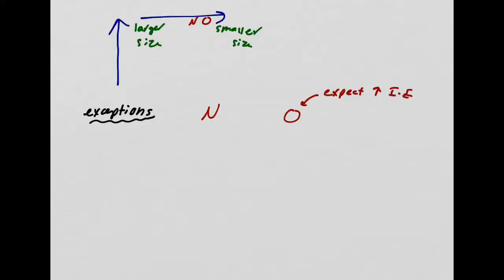Okay. Here are the values that I looked up. The value for nitrogen is 1,402 kilojoules per mole. Oxygen is 1,314 kilojoules per mole. So we expected oxygen to have a higher ionization energy, but in reality, nitrogen has a little bit higher ionization energy than oxygen. But we can explain this.